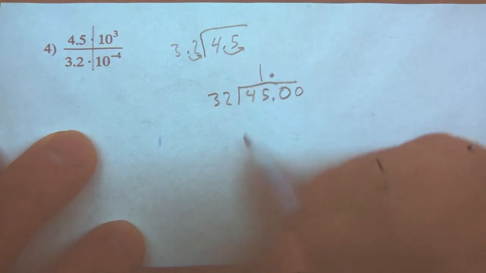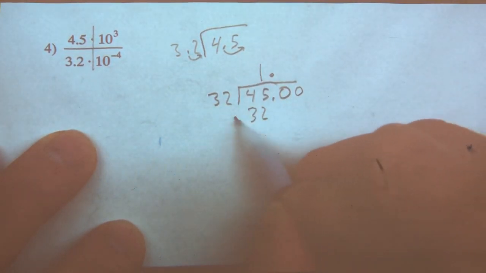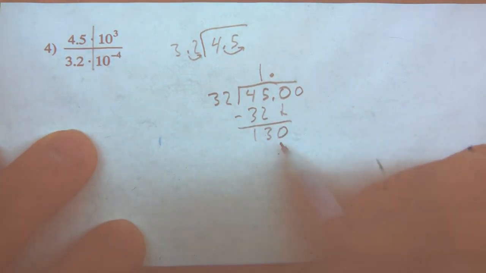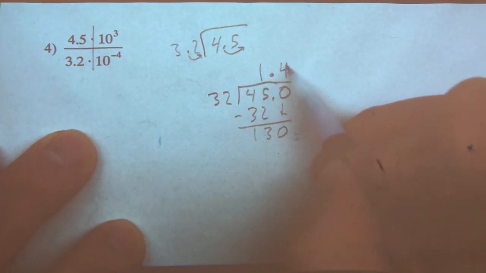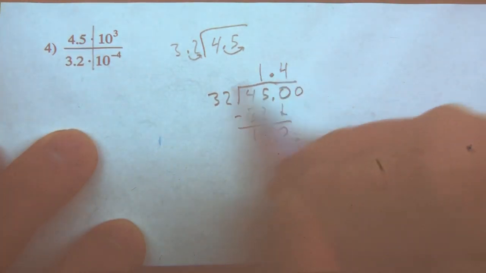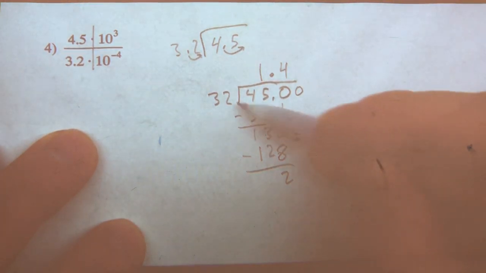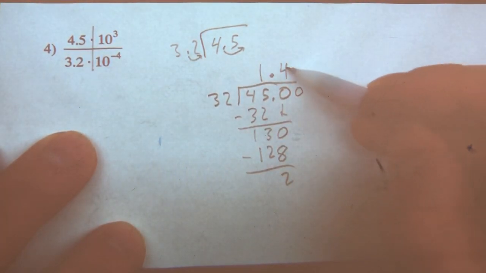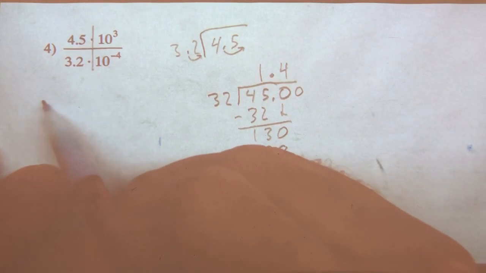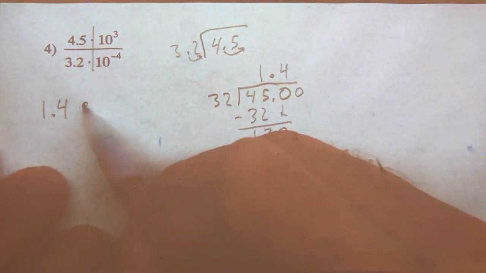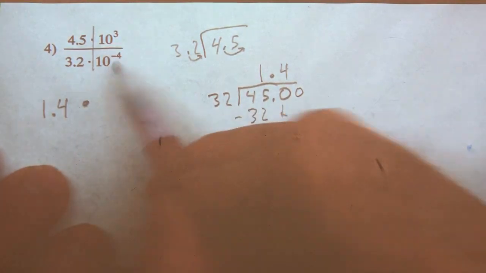So 32 into 45 goes one time. Bring down the 0. 32 into 130 goes 4 times. 4 times 2 is 8. 4 times 3 is 12. If we bring down this 20, we'd put a 0 and keep going. So let's just stop at 1.4. Usually with scientific notation, one place or two places is good. So that's our first half, 1.4, and it's going to be times 10 to some exponent. So let's do this division.